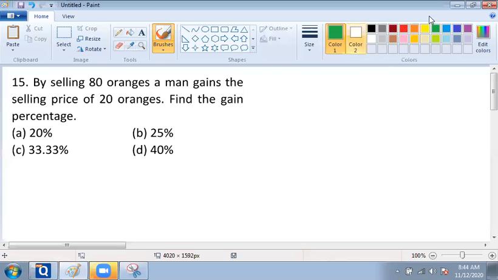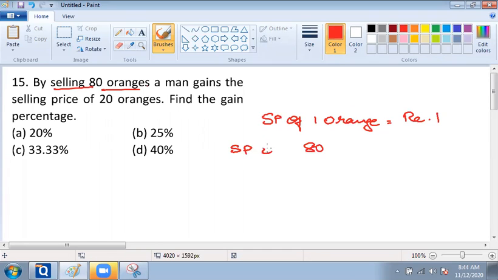For solving this type of question, let us assume the selling price of one orange is rupees 1. Now, what is the selling price of 80 oranges? Okay, I shall write it here. Selling price of 80 oranges corresponds to rupees 80.